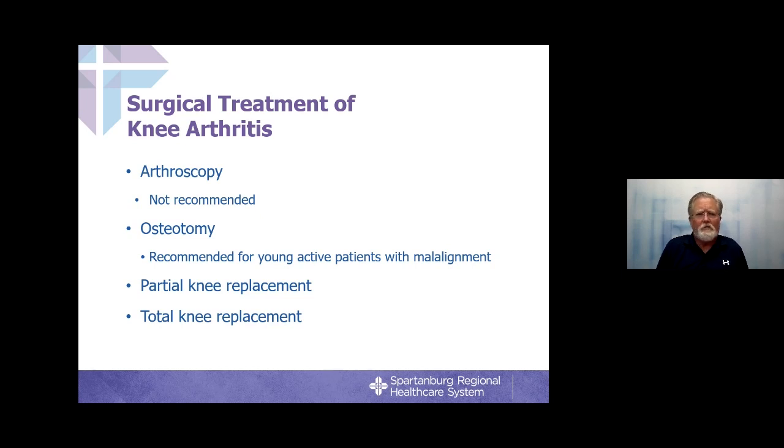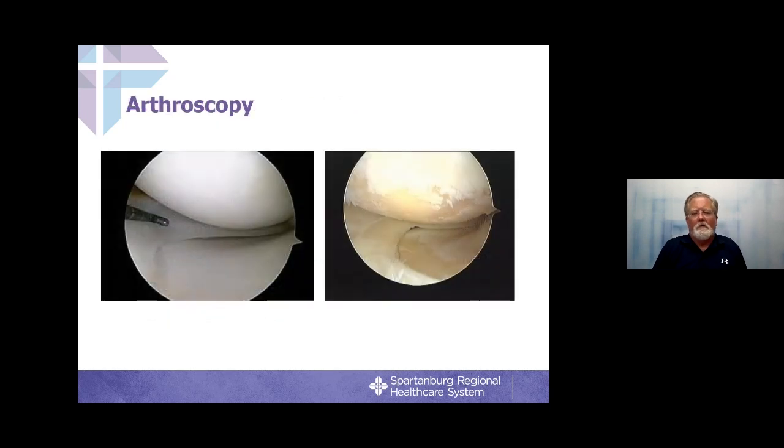Osteotomy, I'll show you some pictures of that in a minute. That's recommended only for younger and active patients who have malalignment. In other words, the bones are not lined up right. You try to correct the alignment, and this can many times at least help put off knee replacement for a long time. And then there's partial knee replacements and total knee replacements.